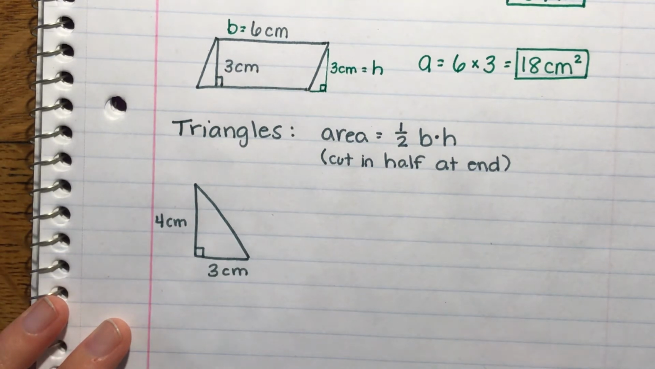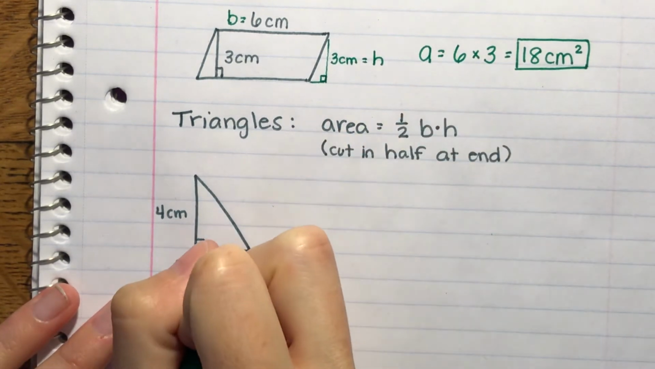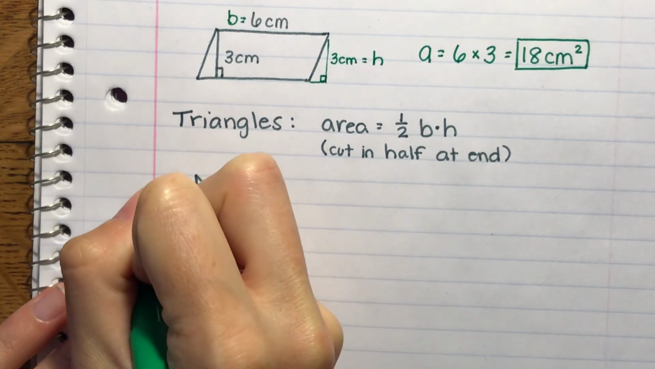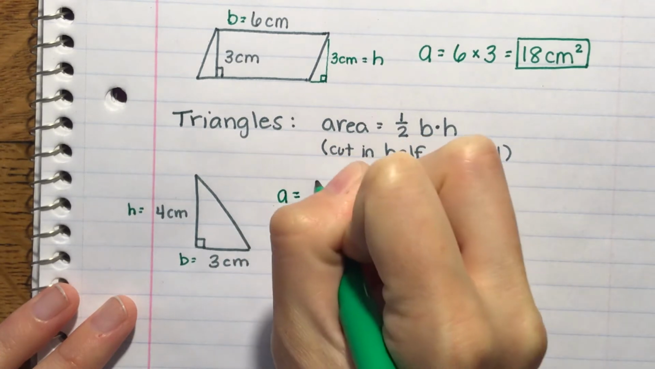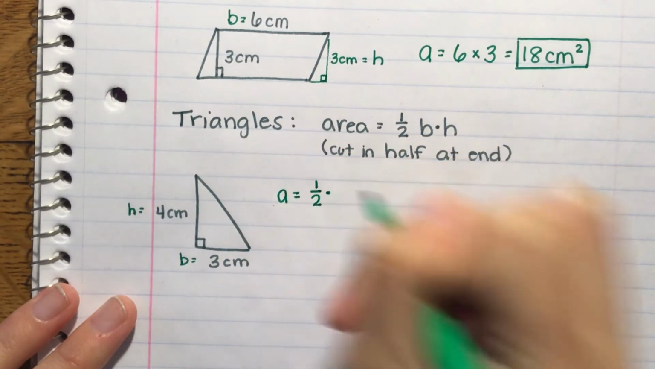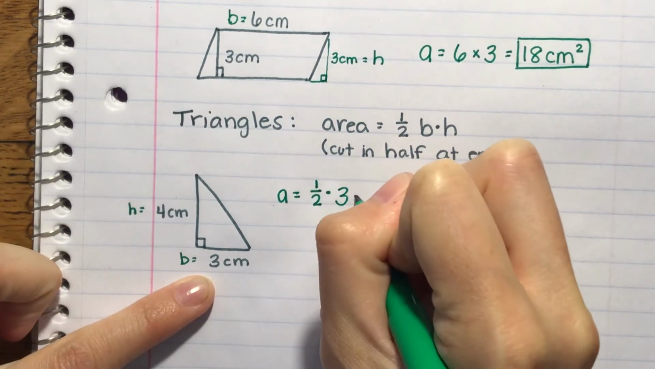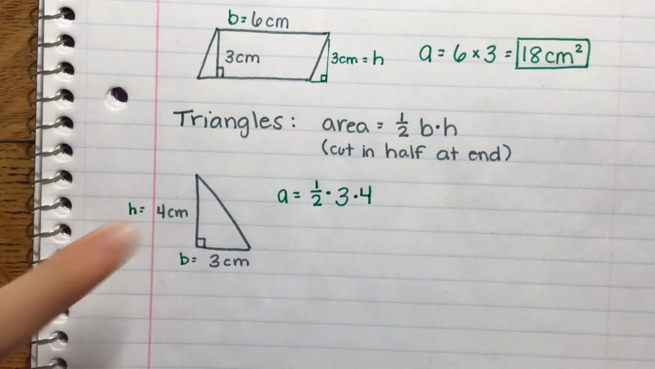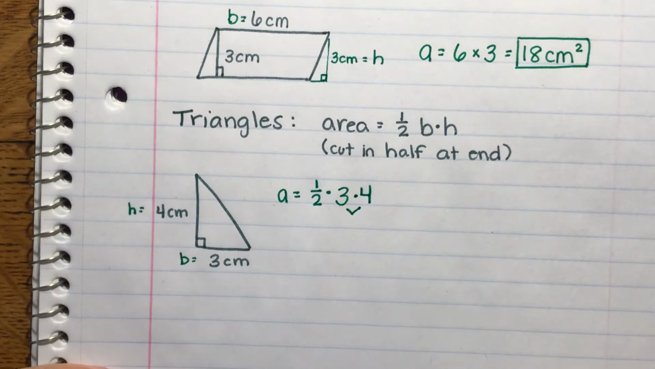All right, so again, base means bottom of the triangle. H stands for height. So I've got base at the bottom there and height on the side. And my area formula is 1/2 times base, which is 3, times height, which is 4. All right, so when I go to do this, I'm going to focus on this 3 times 4 to start.